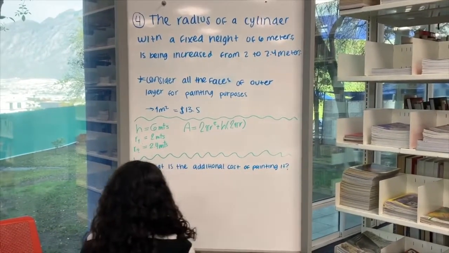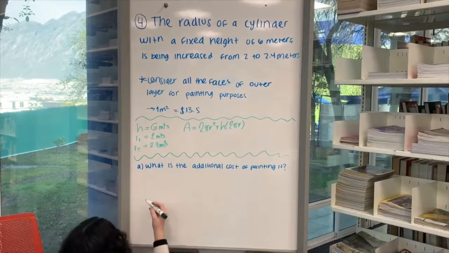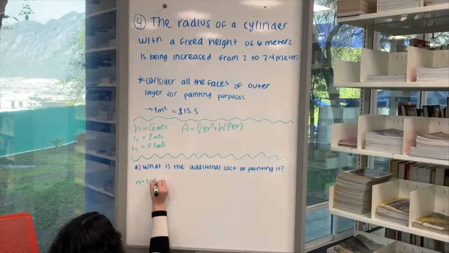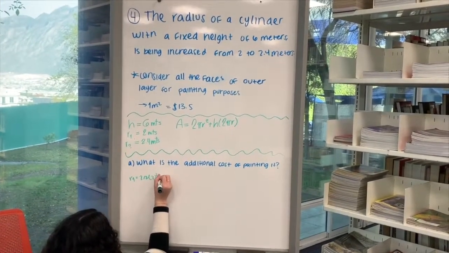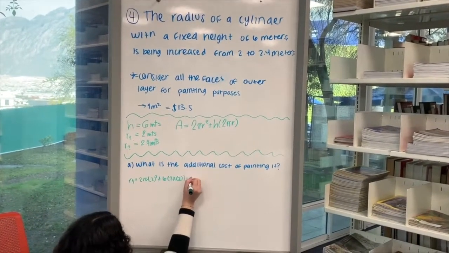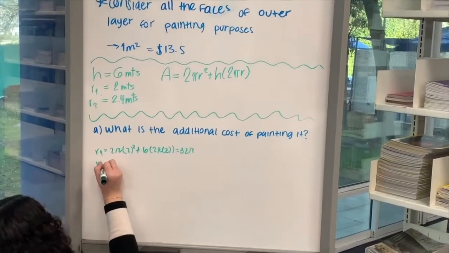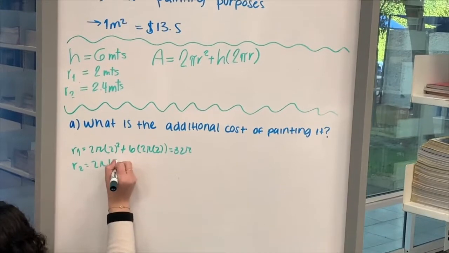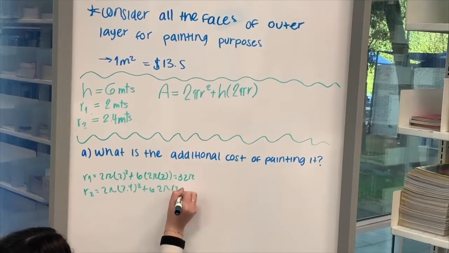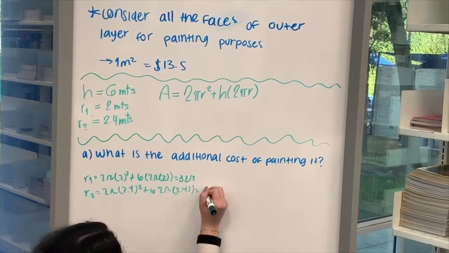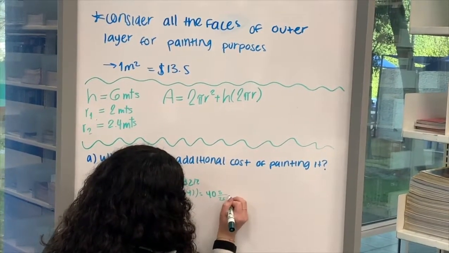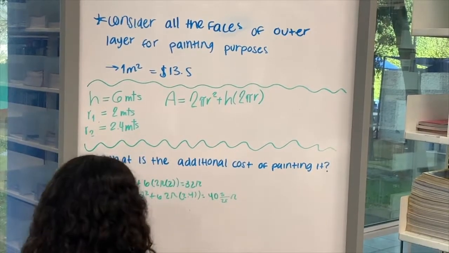To find out what the additional cost is, the first thing we have to do is find out the radius 1 and radius 2 values. For this, we must plug R1 in every R that is found in the surface area equation. So you must do 2 pi 2 to the second power plus replace the 6 within h, then multiply that by 2 pi and again multiply by 2. After you've done that, you have to do the same with the 2.4.